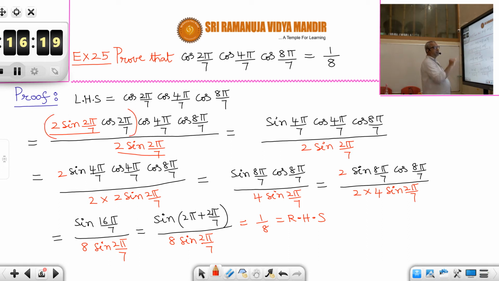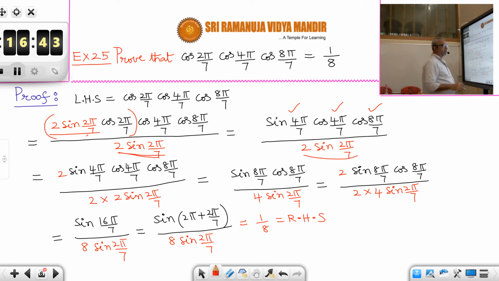2 sine theta cos theta becomes sine 2 theta. Sine 2 theta means 2 into 2 pi by 7, so 4 pi by 7. So sine 4 pi by 7. Remaining, of course, are the factors cos 4 pi by 7, cos 8 pi by 7. The extra factor we have multiplied in the denominator will remain there.